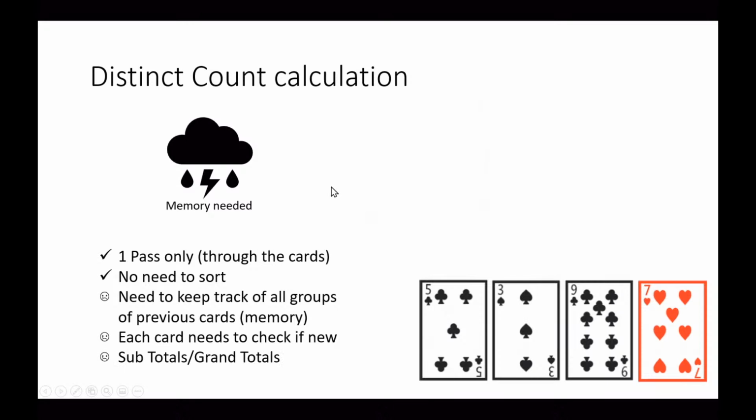And another really important thing that distinguishes distinct count from the other types of calculations that we've had a look at so far is that you can't derive subtotals and grand totals like you can so easily with the sum, for example. And I'll just explain what that means.